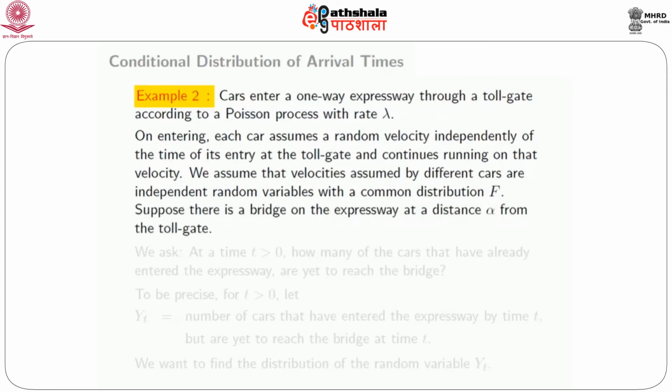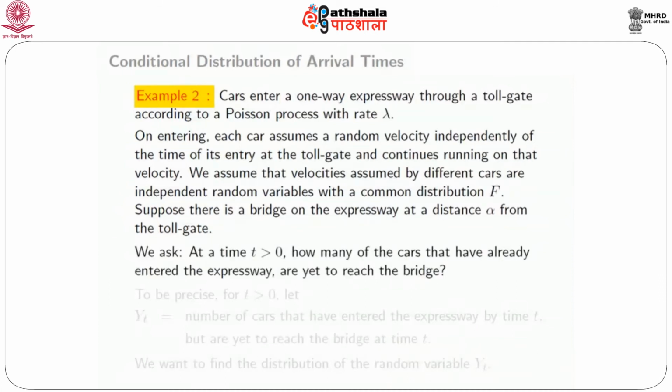Now on entering the expressway through the toll gate, each car assumes a random velocity independently of the time of its entry at the toll gate and continues running on that velocity throughout the expressway. What we assume is that the velocities assumed by different cars are also independent random variables with a common distribution f. So each car on its arrival at the toll gate assumes a random velocity which is independent of the time of arrival, and moreover the velocities assumed by different cars are independent and identically distributed with a common distribution f.